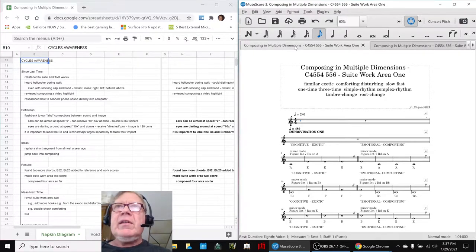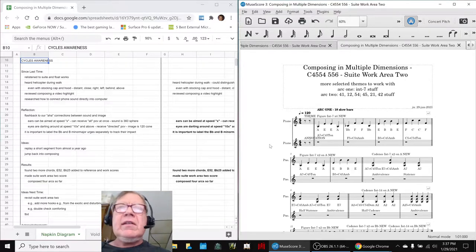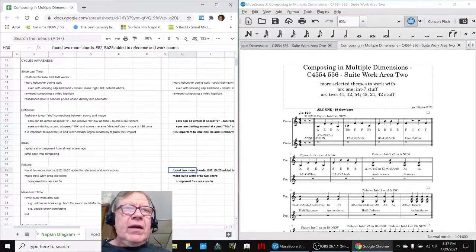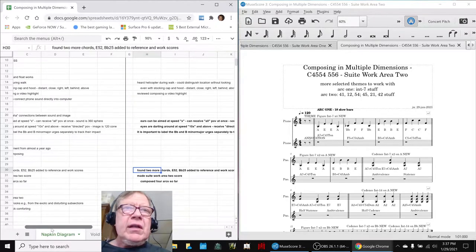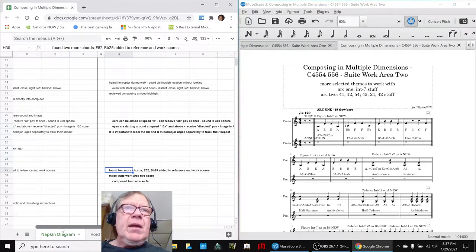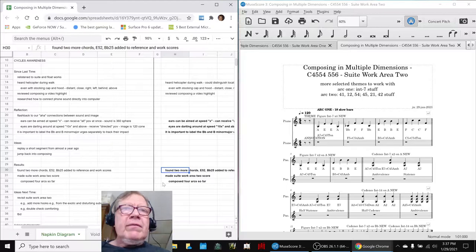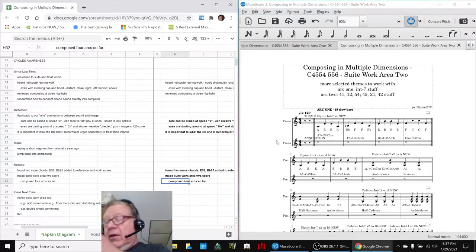In any event, we started working on a second work area of our idea for a four-movement suite. This is our first area, and this is the second one that we worked on entirely today. While we were doing that, we found two more chords, E5-2 and B-flat-2-5, that we had somehow missed in our original tonality reference, so we added that. And we've got four arcs completed so far, which we're going to play for you now.